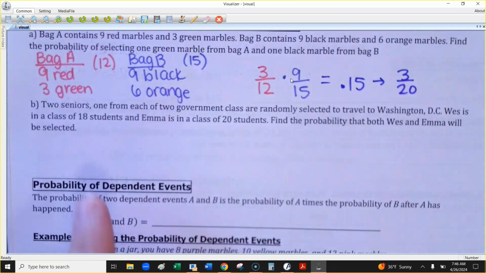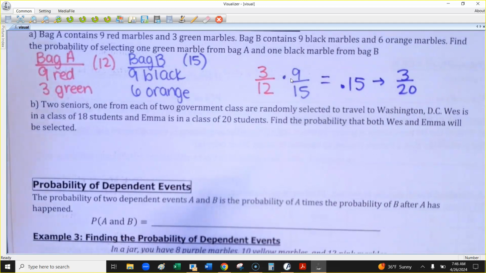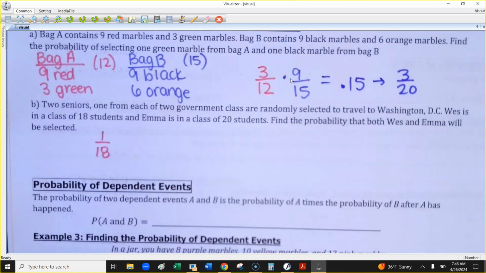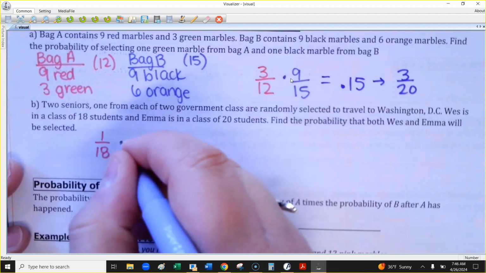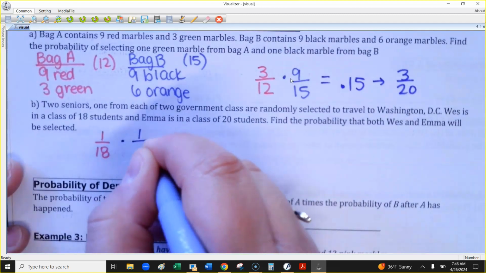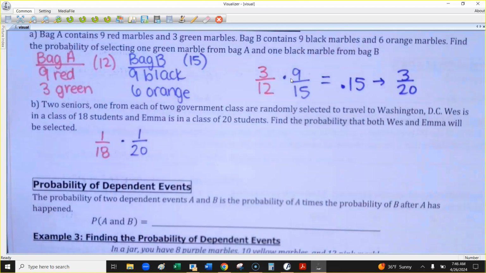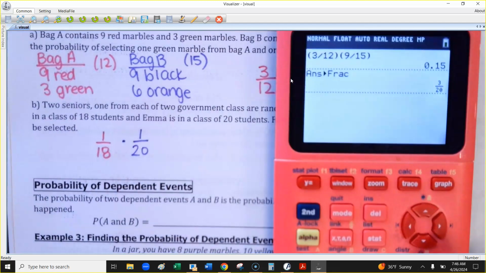If you're reading that, what's the probability I would pick Wes out of the first class? 1 out of 18, right? It says there's 18 kids in his class. He's one person out of that. What's the probability I pick Emma out of the second class? 1 out of 20. She's got 20 people in her class. So very, very small fractions here, but I'm just going to use my calculator.